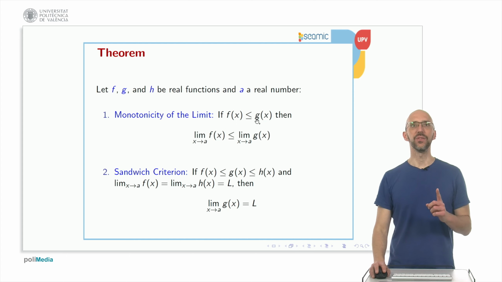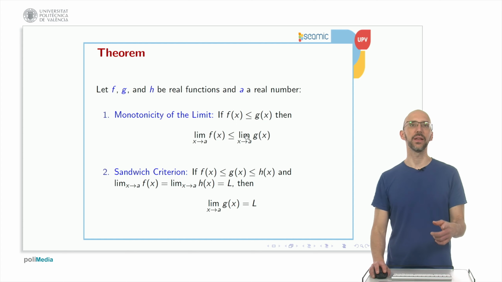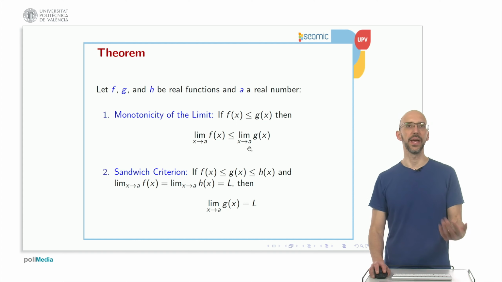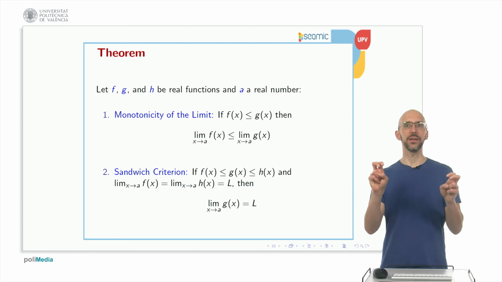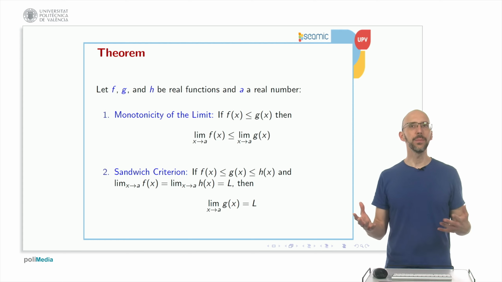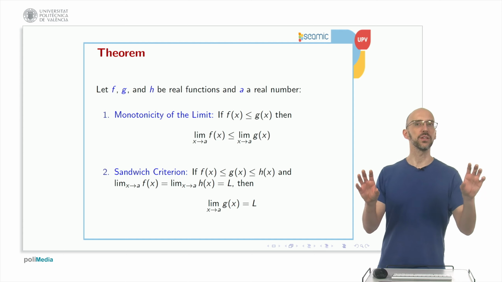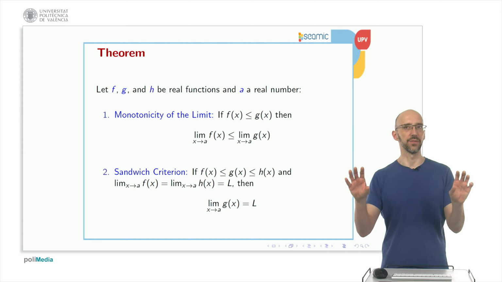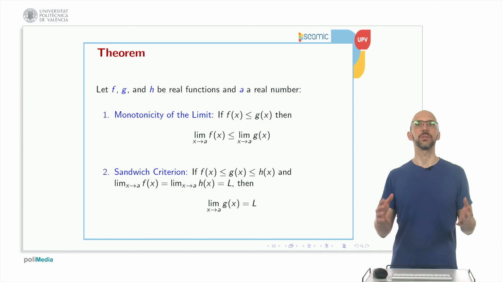Then, if this happens, the limit of the function f when x approaches a is less or equal than the limit of the function g when x approaches a. So, it's like the inequality is still true when we apply limits. That makes sense, because if f is always lower than g, the limit of this function should be lower than the limit of the upper function, okay? But we needed to prove it, and mathematically it has been proved.